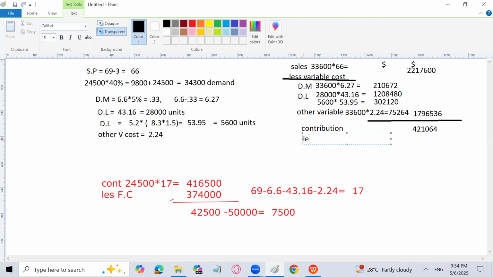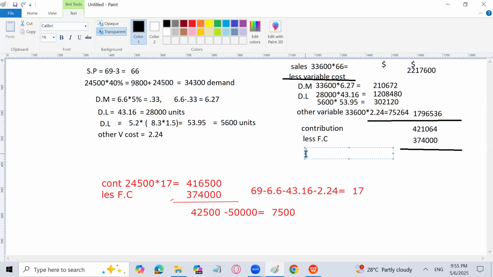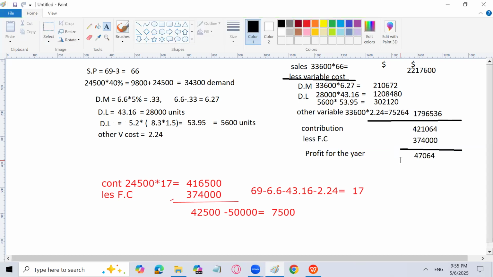Less fixed cost. There is no change in fixed cost in the particular option A. That is 374,000 and we will get the profit for the year. So let's find the profit for the year. 47064. So that is the profit we have calculated through option A. So we are done with that.